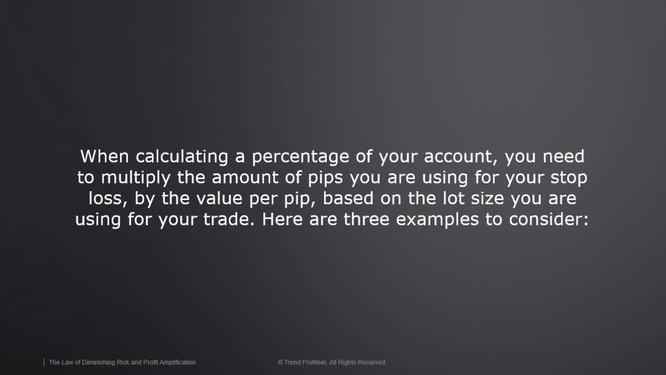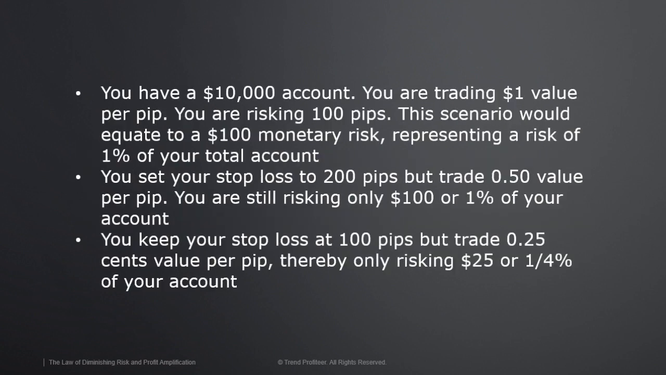When calculating a percentage of your account, you need to multiply the amount of pips you are using for your stop loss by the value per pip, based on the lot size you are using for your trade. Here are 3 examples to consider. Okay, number 1, you have a $10,000 account, you are trading $1 value per pip, you're risking 100 pips. This scenario would equate to a $100 monetary risk, representing a risk of 1% of your total account.